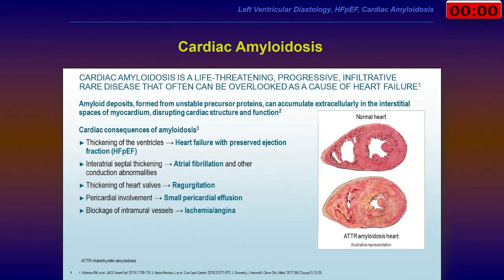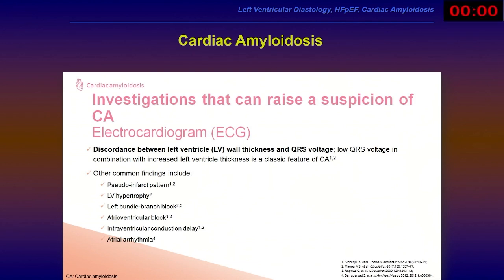First of all, you have heart failure with preserved ejection fraction from thickening of the left ventricle. Interatrial septal thickening. This is one of the pathognomonic features for cardiac amyloidosis. Leads to atrial fibrillation in some patients. Thickening of heart valves is to some degree and not a great degree of regurgitation. Pericardial involvement may make some degree or mild degree of pericardial effusion, and sometimes blockage of intramural vessels can lead to ischemia or something like syndrome X.